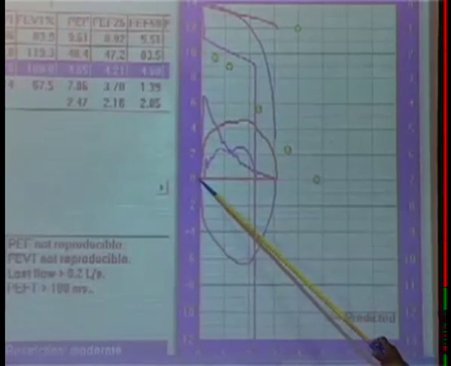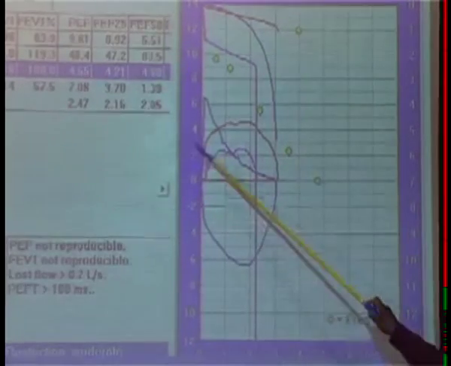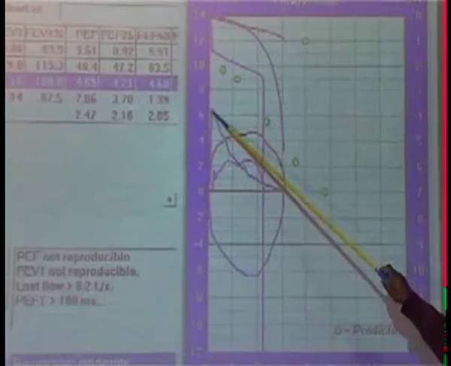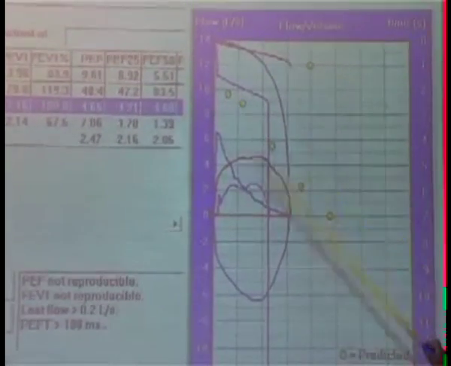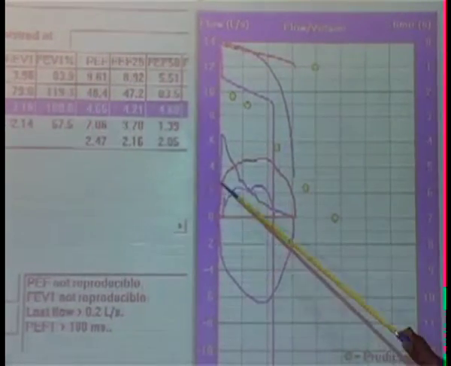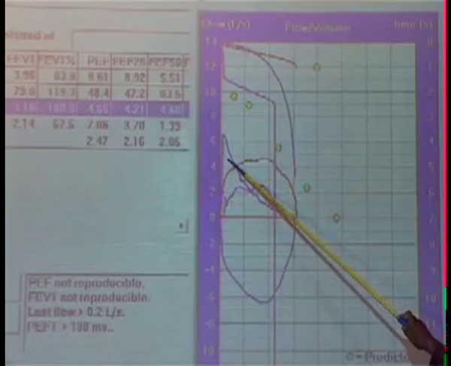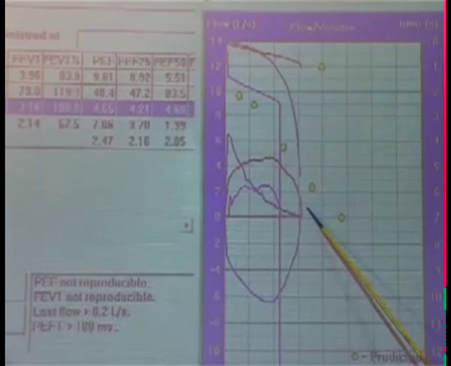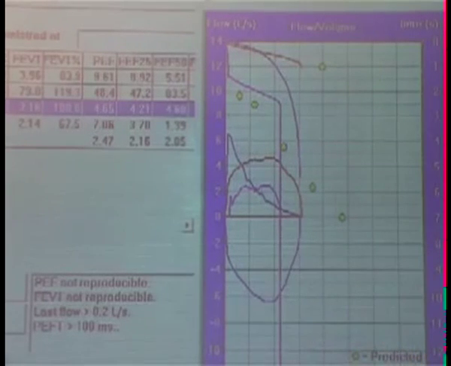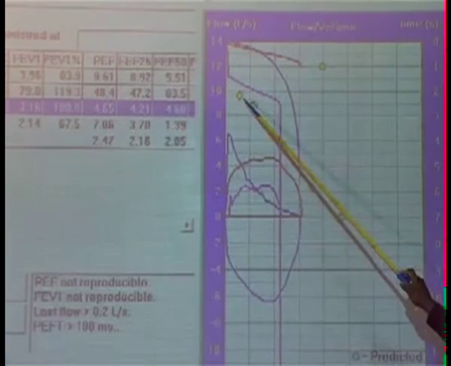See here, as you exhaled out, this is your flow rate in liters per second. And this flow volume curve is coming here, and then you see here, this is what you call PEFR, and at different times, and then you get the total capacity, and these are the predicted values for him.